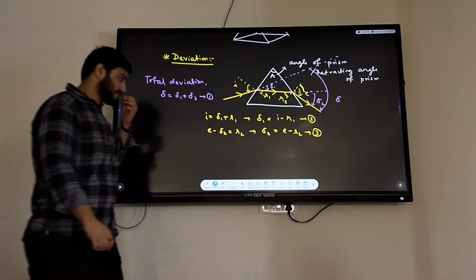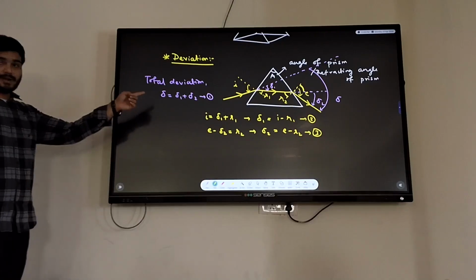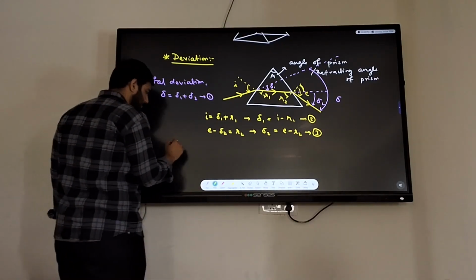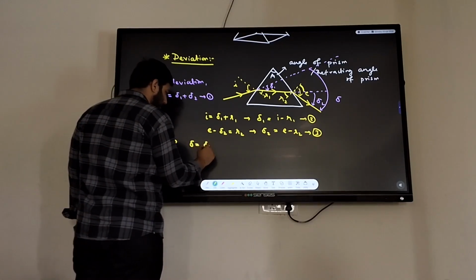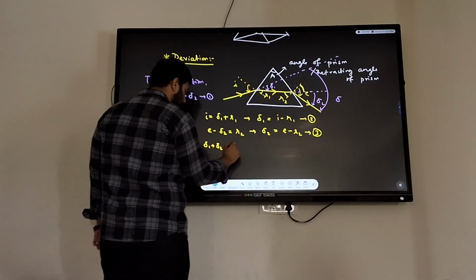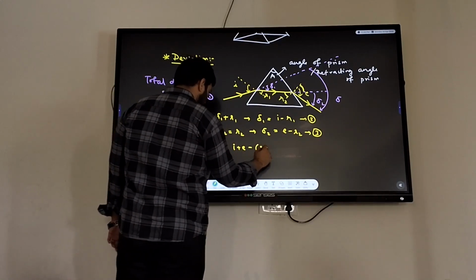Is it correct? Please check my equations. Then what will be my total deviation? Delta will be equal to delta 1 plus delta 2, and this is I plus E minus (R1 plus R2).